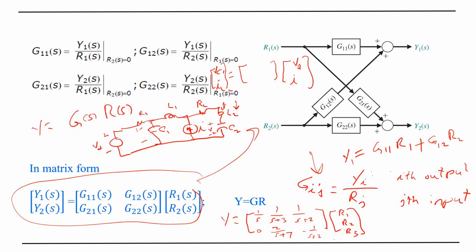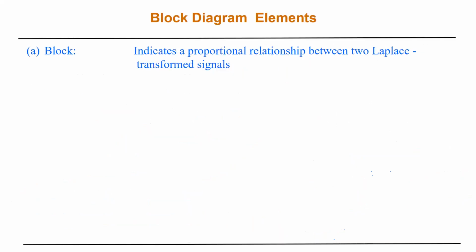Okay. Now let's move on. We are going to start the process of simplification of the blocks. But before that, let's give some definitions. The blocks indicate a proportional relationship between two Laplace transform signals.